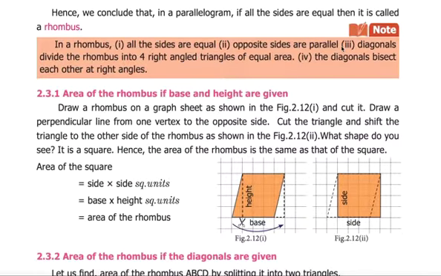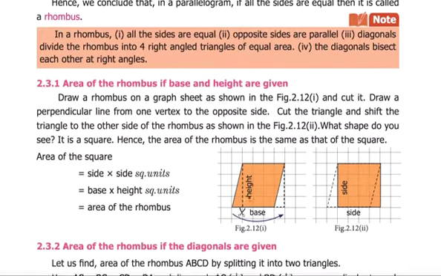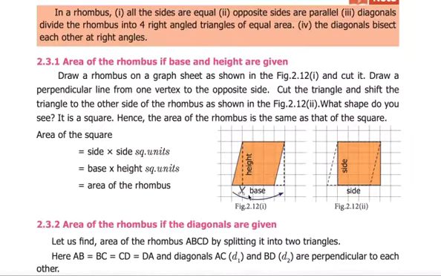Let's draw the rhombus on a graph sheet as shown in the figure, like a parallelogram with equal sides. It is also a parallelogram, but the length and base are equal. That is the only difference, right? Now we will do the same trick again. We will cut a right angle triangle from here, and we will paste it here.